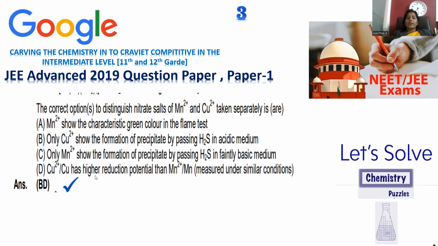Cu2+/Cu has a higher reduction potential in comparison to Mn2+/Mn, measured under similar conditions. These are the comparisons provided. We have to identify which options are correct. Among all, options B and D are the correct answers, while A and C are wrong. Let's see how we can answer this.